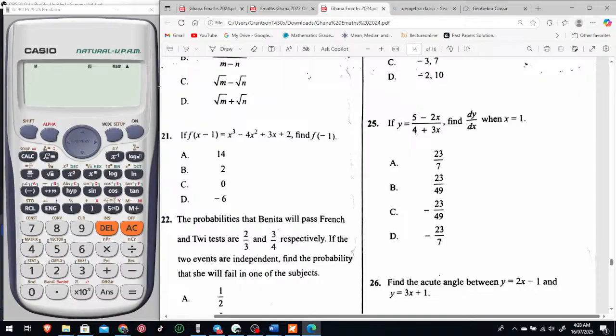It says f at x minus 1 equals this. Find f at negative 1. This question, they have a way of doing it. I should have solved it over the week, over this time.